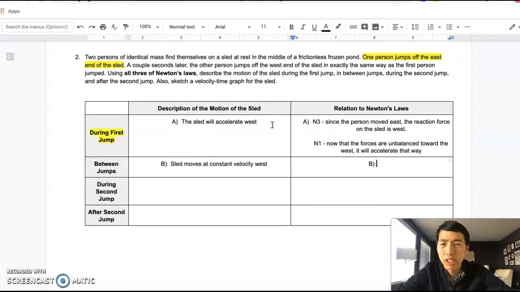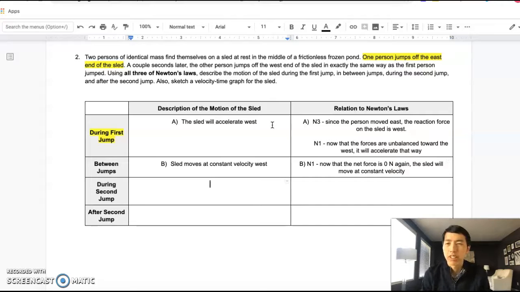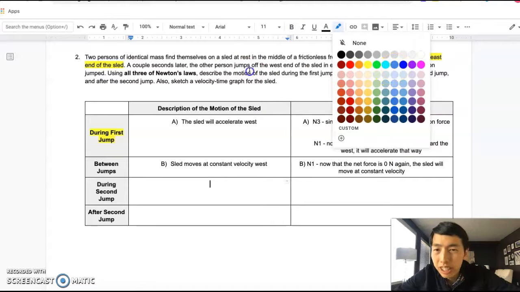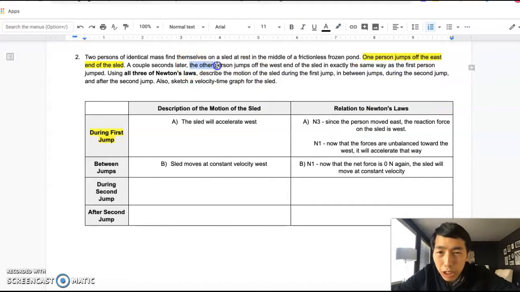So the explanation due to Newton's laws, that would be the first law again, N1. Now that the net force is zero newtons again, the sled will move at constant velocity. All right, so that's between jumps. Now the second person is going to jump off the sled. I'll highlight that with a different color. So the other person jumps off the west end of the sled.